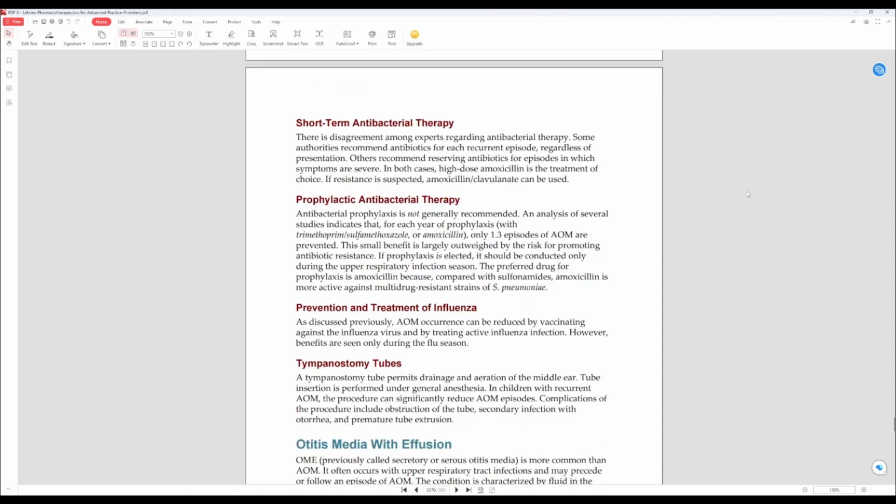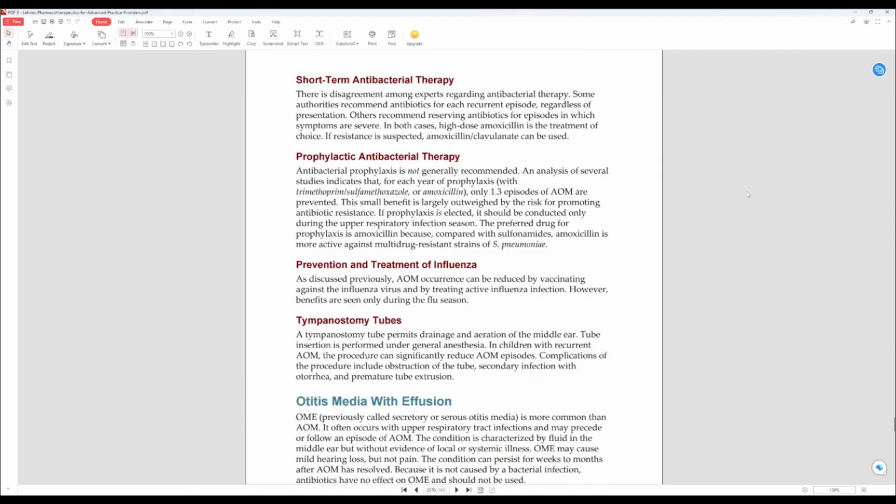So, speaking on each one of those options, short-term antibacterial therapy. There is disagreement among experts regarding antibacterial therapy. Some authorities recommend antibiotics for each recurrent episode, regardless of presentation. Others, however, recommend reserving antibiotics for episodes in which symptoms are severe. In both cases, high-dose amoxicillin is the treatment of choice. If resistance is suspected, then the combination drug amoxicillin-clavulanate can be utilized.